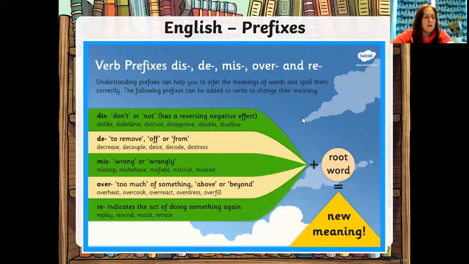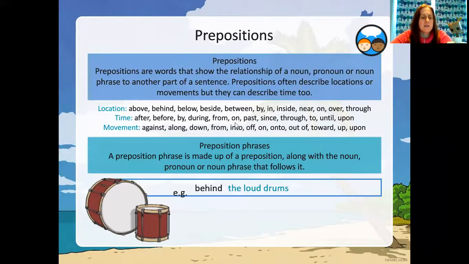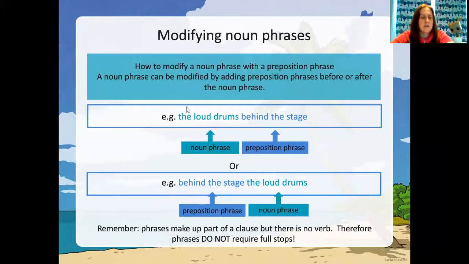In English this week, we're having a look at prefixes and noun phrases. So the noun is drums, the phrase would be the loud drums. Doesn't need a full stop, it's just a phrase, it's not a full sentence. And the preposition phrase here would be behind the loud drums, and it's made up of the preposition, the noun phrase, put them together, creates your preposition phrase. And then we've got some clauses here made up of the noun phrase and the preposition phrase, but they don't need a full stop. They aren't full sentences.